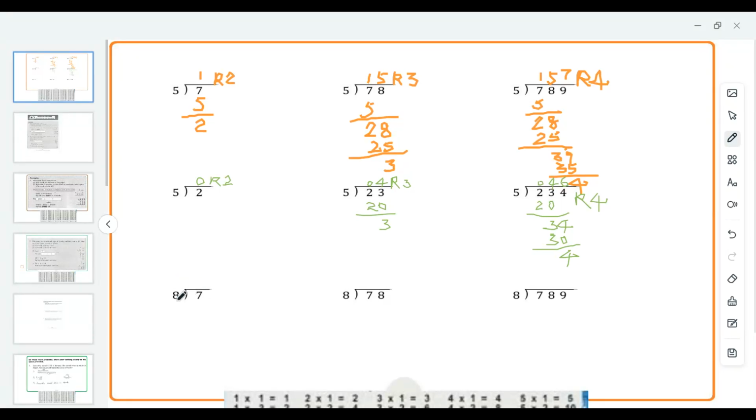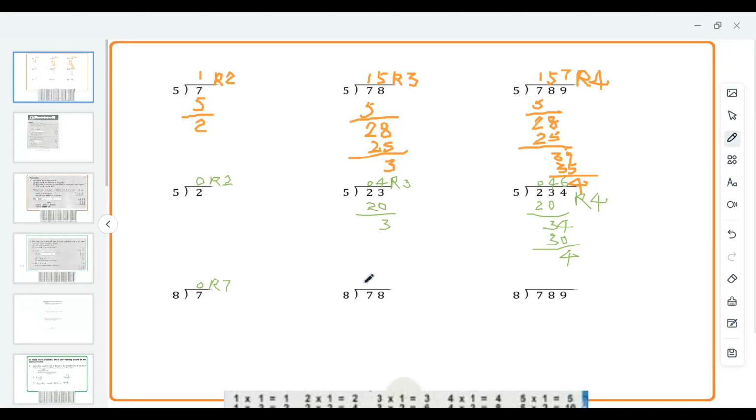7 divided by 8. Again, 7 is too small for the 8. So we write 0 here. That means we can't divide by anything. So left over, still left 7. Remainder is 7. This is a remainder. Really, it's not so hard. When you can't divide it, then just left over. Just leave alone. Leave it alone. Just leave there. Okay?